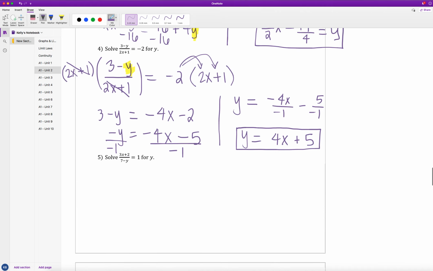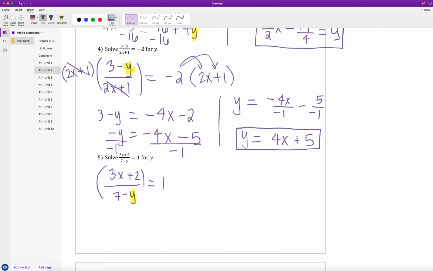Okay, here is our last example, and I'm going to have you guys pause the video again and try example 5 on your own. Okay, let's check example 5. So it says solve (3x plus 2) over (7 minus y) equals 1. And again, we want to solve for y. So just like the prior two, I want to get that y by itself.